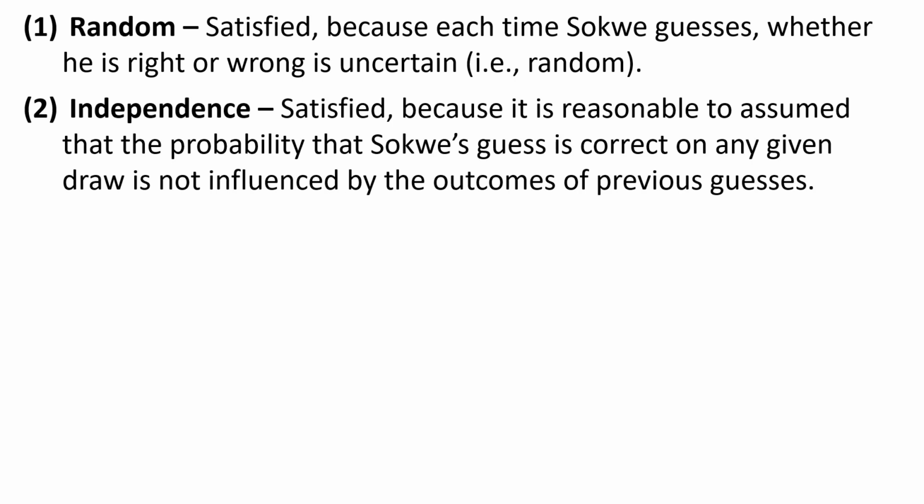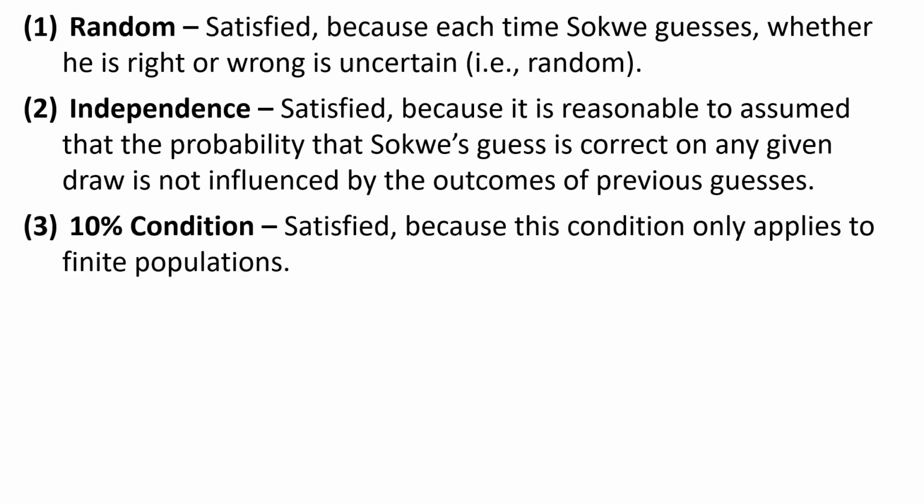Secondly, we have independence because it is reasonable to assume that the probability that Sakwe's guess is correct on any given draw is not influenced by the outcomes of previous guesses. The 10% condition is satisfied because in this case the population is not finite, and we don't need to worry about the 10% condition when the population isn't finite.